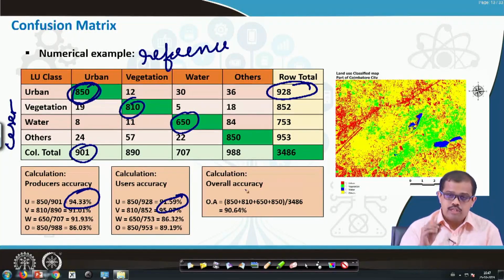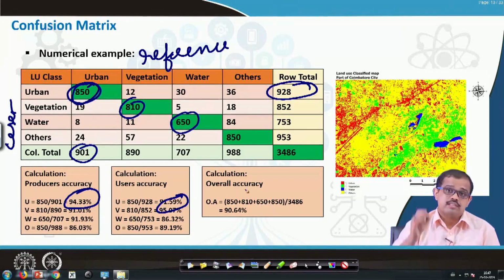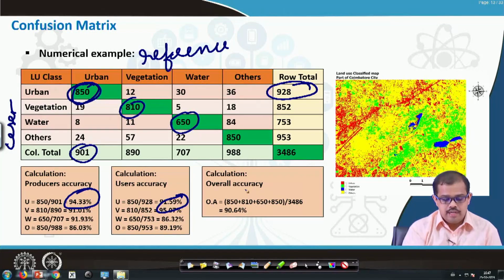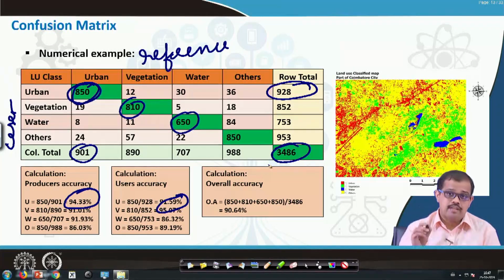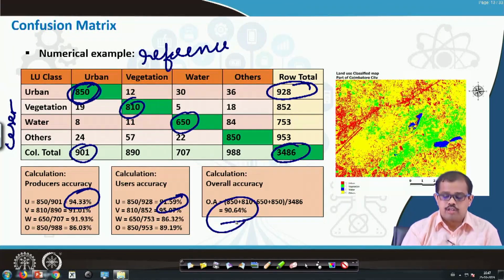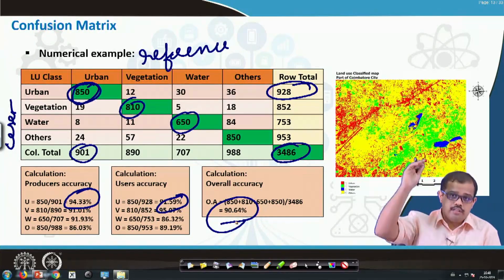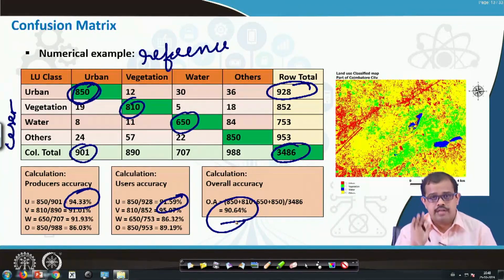Now if you want to calculate the overall accuracy of your image, considering both user accuracy and producer accuracy, you would consider 850 plus 810 plus 650 plus 850 divided by the total number of pixels. Total number of pixels is given here, including the error pixels, the total number of pixels in that particular image. So that gives you the overall accuracy of this. This means that 90.64% of the data in your classified data, with reference to the data that is considered, is accurate.